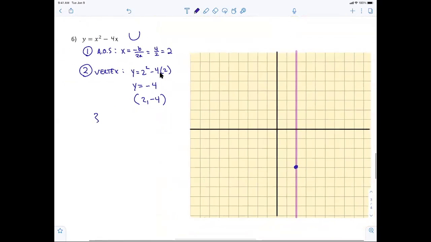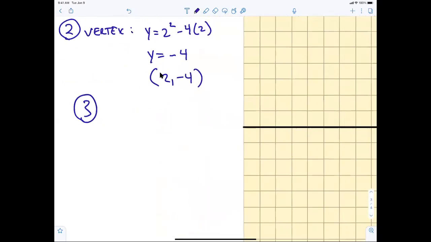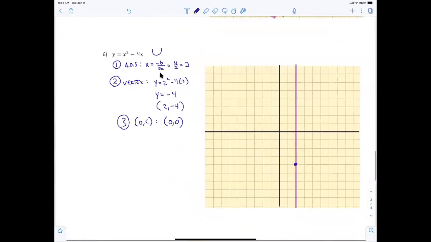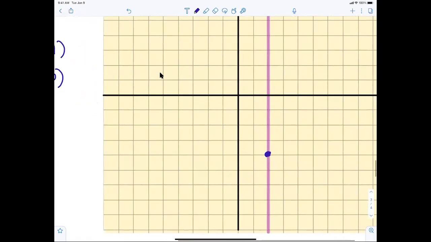Now step 3. Uh-oh. What's the y-intercept? So it's 0. Yes. 0, c, but c in this case is 0. So 0 comma 0. Everybody's graphing 0, 0. How far away am I? So I just move what? 2 over. And there you have it.